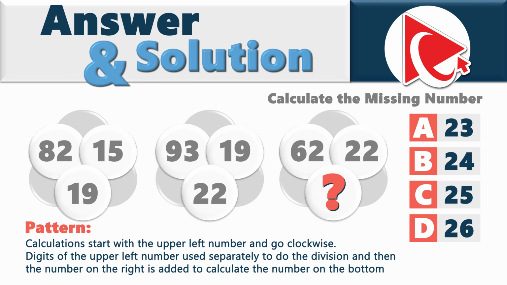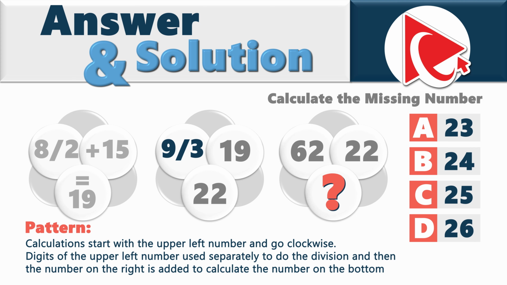You see in the upper left the number 82. Instead of using 82 as the whole number, we divide 8 by 2, and the result equals 4. Then we add 4 plus 15, and the result equals 19. Let's confirm this pattern with the next shape. 9 divided by 3 plus 19 equals 3 plus 19 and equals 22.